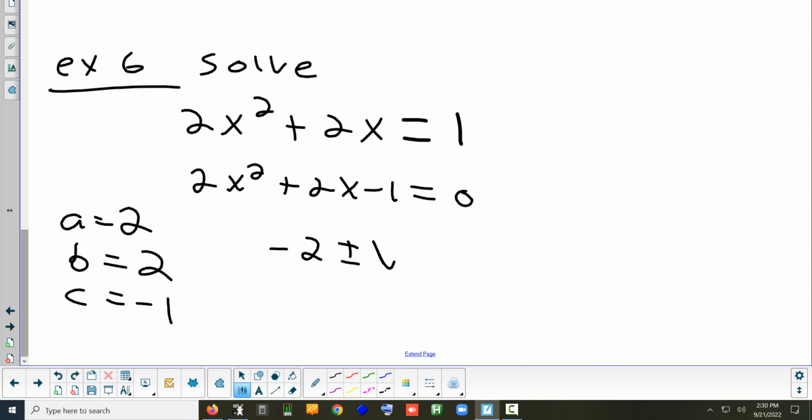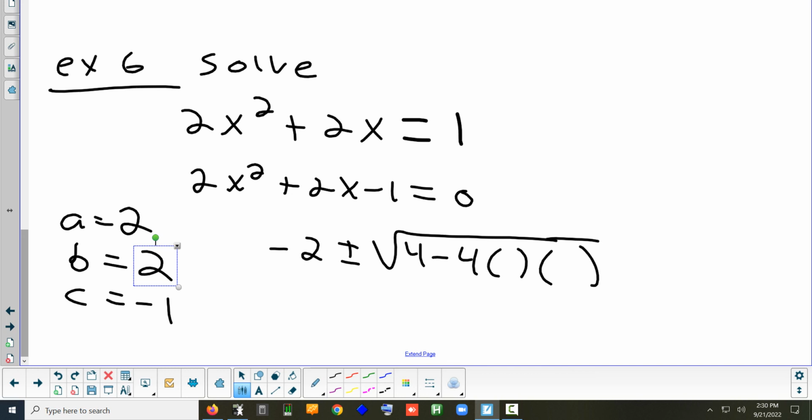Negative b plus or minus. I do a couple things as I go. So I'm going to do the b squared right now. What's 2 squared? So that's 4 minus 4ac. 4 times 2 times negative 1. And what are we going to divide all of that by? 2a. And what's 2a in this case? 4. Yep.